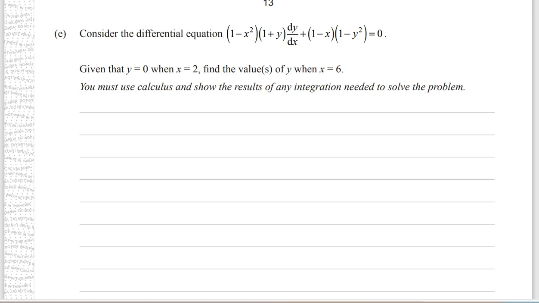Everyone, we are doing level 3 integration 2023 question 3e. Consider the differential equation (1 minus x squared)(1 plus y) dy/dx plus (1 minus x)(1 minus y squared) equals 0. Given that y equals 0 when x equals 2, find the value of y when x equals 6. First of all, we have to rearrange this.